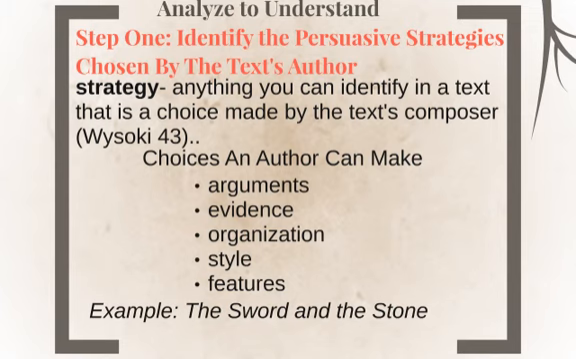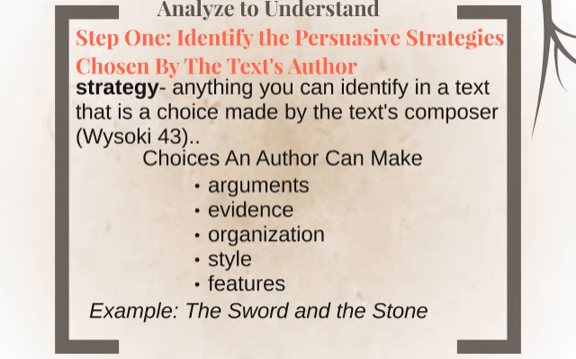So when we're talking about a prose narrative like Thomas Mallory's piece, features of the genre might be to have some rhyming in the prose. Whereas if we're talking about a film, features of that might be getting certain actors to play in a certain role. So an example I want to use is The Sword and the Stone. So let's talk a little bit about identifying the strategies chosen by the text authors.